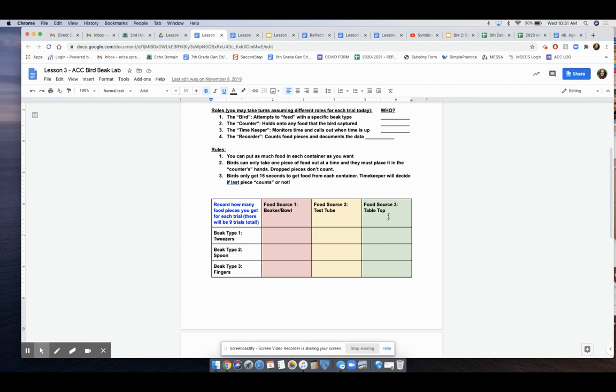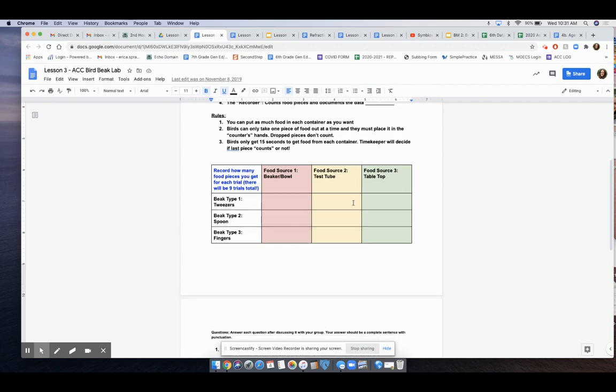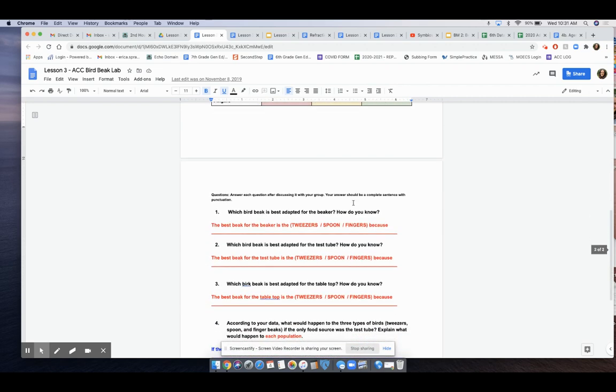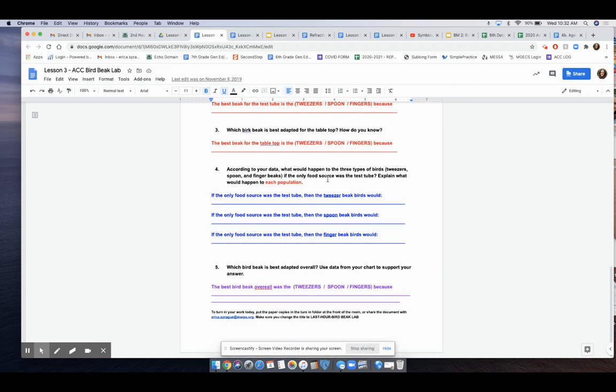And finally, the food source will just be laying out on a flat tabletop. So using this data, which doesn't take too terribly long to collect, you're going to answer the questions, and a lot of these are multiple choice, about which bird beak was best adapted for each container. Then you're going to hypothesize what would happen to each bird type if the food source was only available in one type of container, and then the best bird beak overall for all containers.